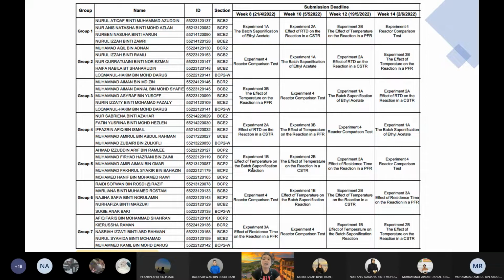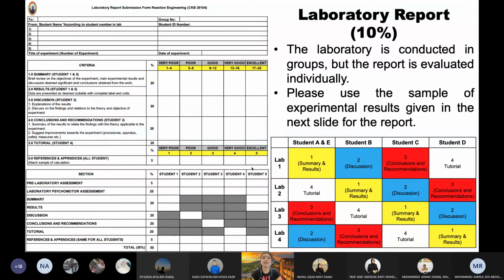So to help ease your burden on the lab report, okay, tak payah tulis lab report panjang-panjang. That's my advice to you guys. Tulis panjang pun sama je, tulis pendek pun sama je. So you hit the point of what is needed in the lab report.